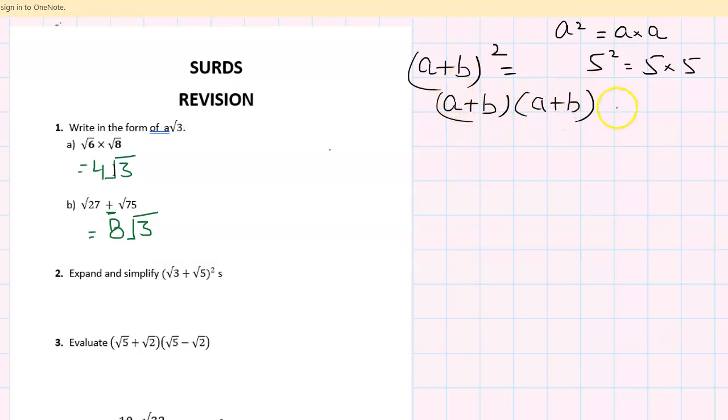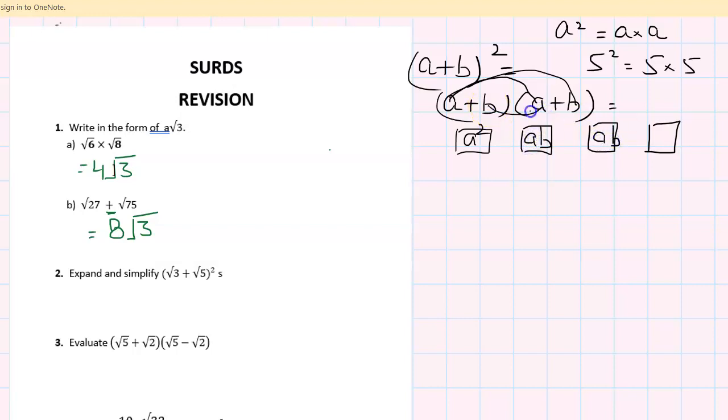So you will get 4 numbers here, 1, 2, 3, 4. So A multiply A is A square, A multiply B is AB, B multiply A is AB, and B multiply B is B square. All are positive, so we are not going to talk about any negative numbers, that's okay. Same principle we are going to apply for this.